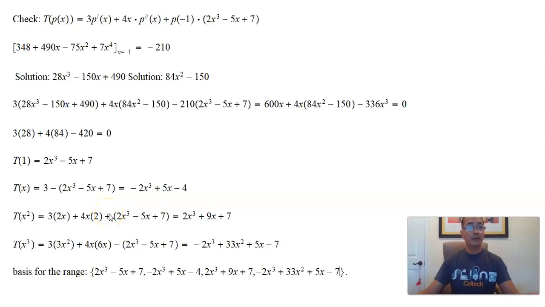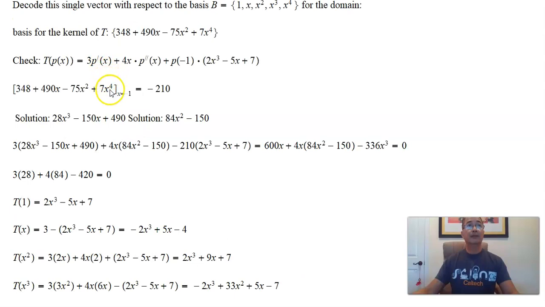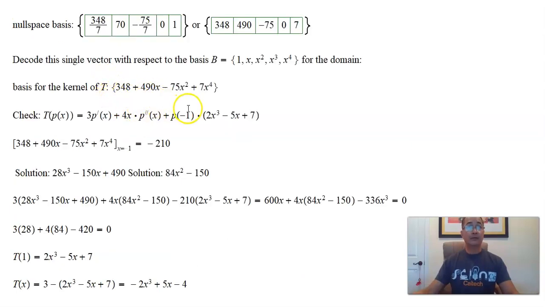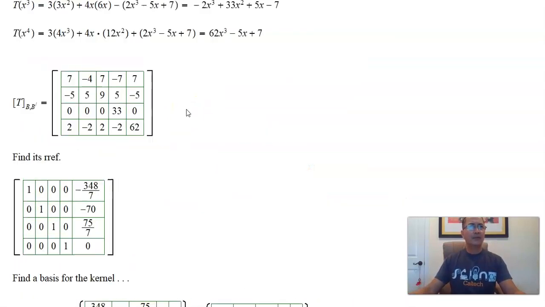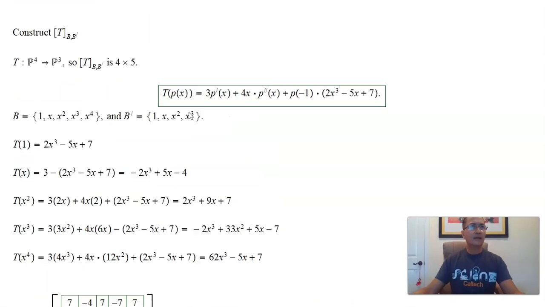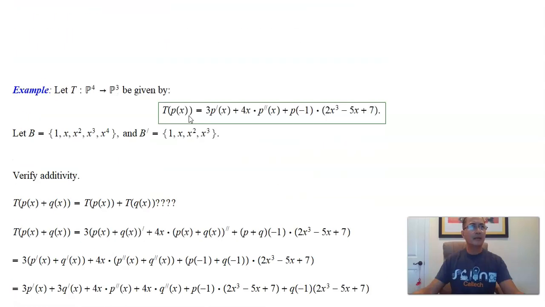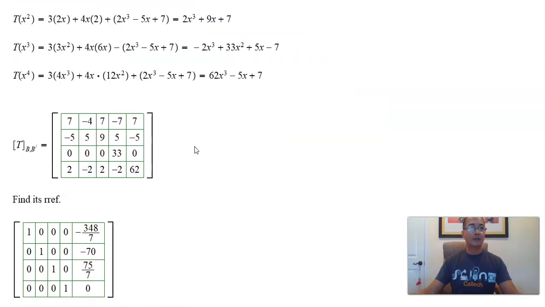We already said that it can't possibly be 1-to-1 because your kernel is not just the 0 vector. So you don't pass the kernel test for injectivity. But is it onto? What's the dimension of the codomain? P3 is 4-dimensional. Ooh, our rank is 4, so therefore it is onto.